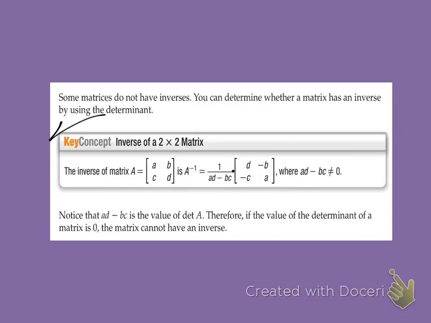Different in 2 ways from your original. The first way is you flip-flopped A and D. See how it's AD on the left and it's DA on the right. So you flip-flop the places of A and D. Secondly, you change the signs on B and C. Does everybody see that? So you flip-flop A and D's locations. You change B and C's signs from your original matrix. You make your determinant from your original matrix.